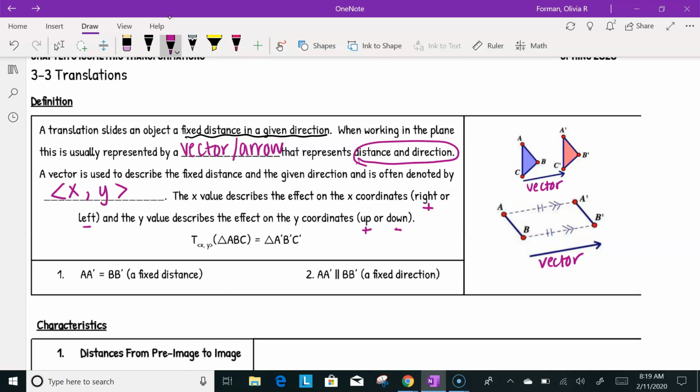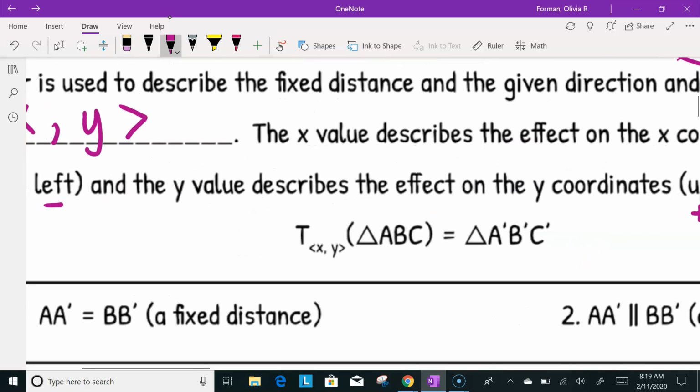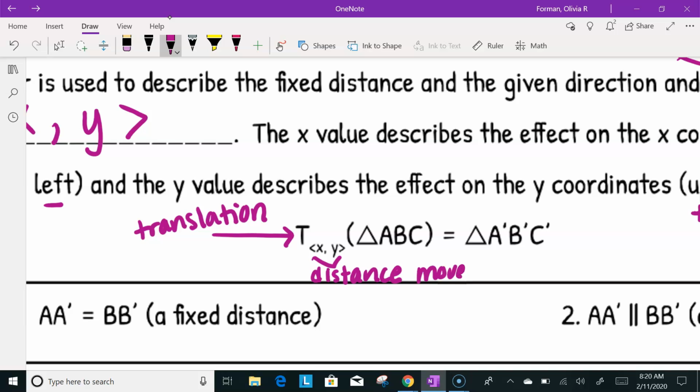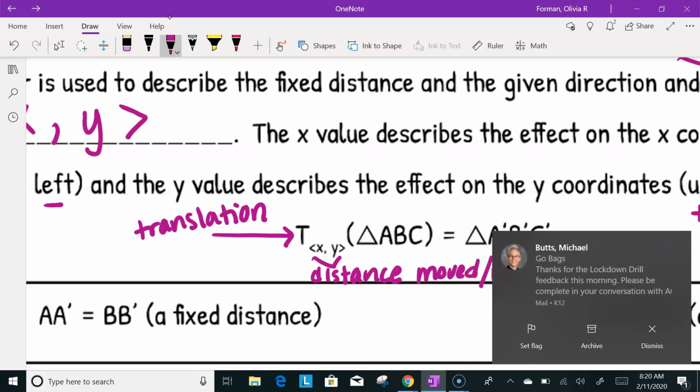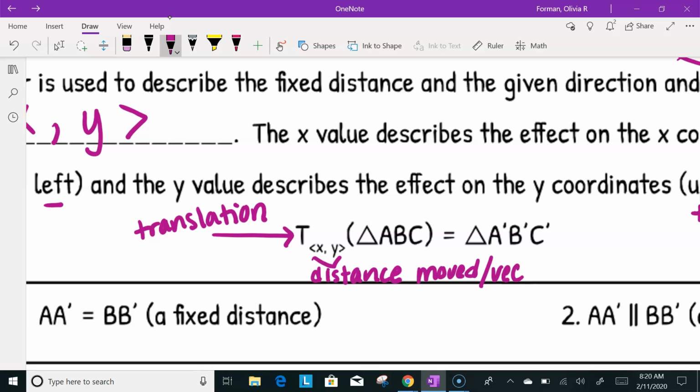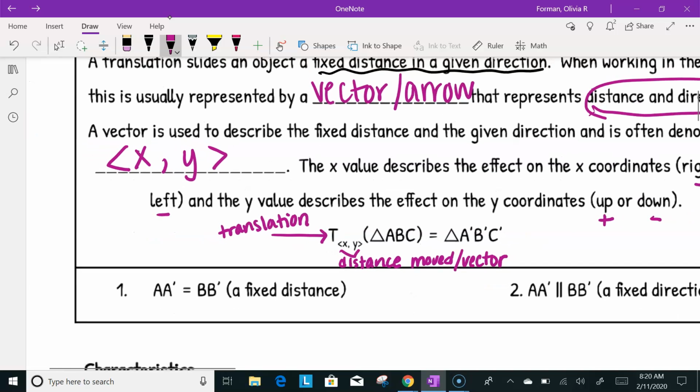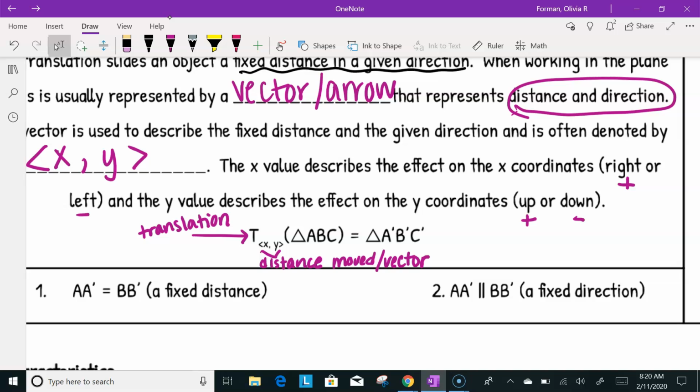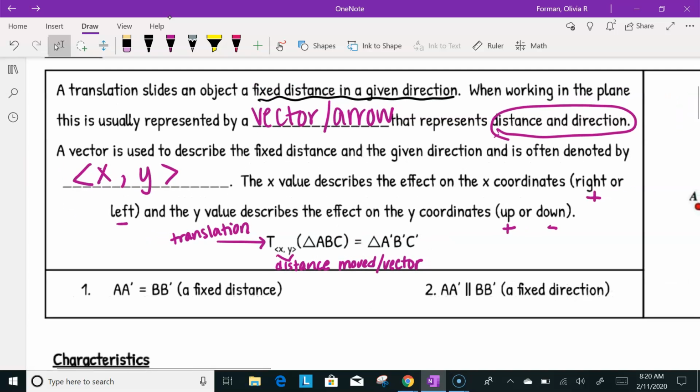Similar to the reflection yesterday, there's a special notation, and with a translation, it's a capital T. So that capital T stands for a translation. This x and y, the x, that is telling you your distance moved. It's giving you essentially your vector. So your translation, x comma y, in that vector notation, it's telling you your distance moved, your vector.